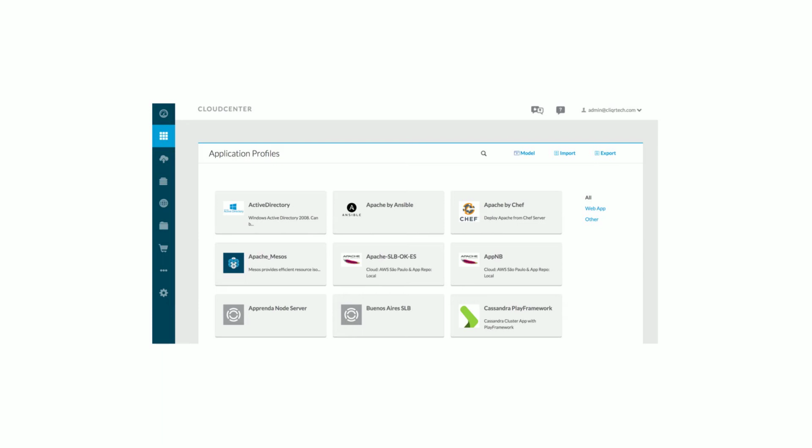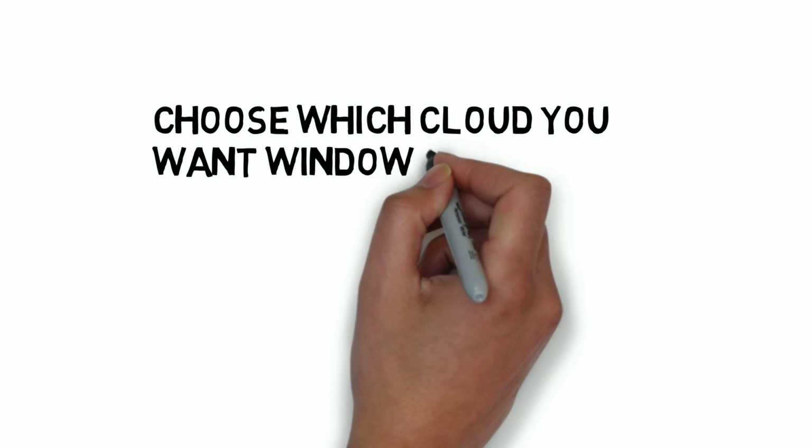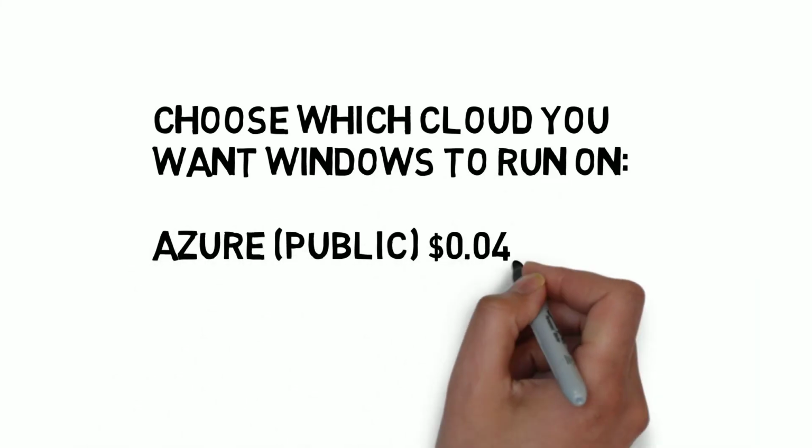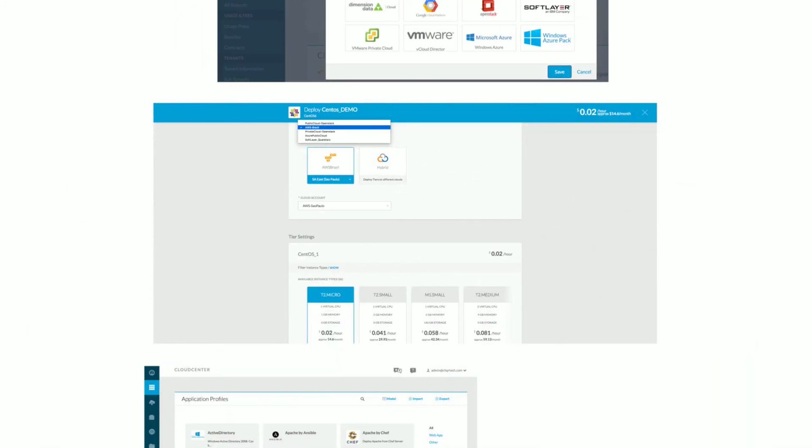For example, let's say we want to run a Windows machine. Cloud Center will allow the user to select which cloud they want to run that service on, based on the hybrid cloud resources available. And it will also display its associated costs so that they can decide what the best option may be.